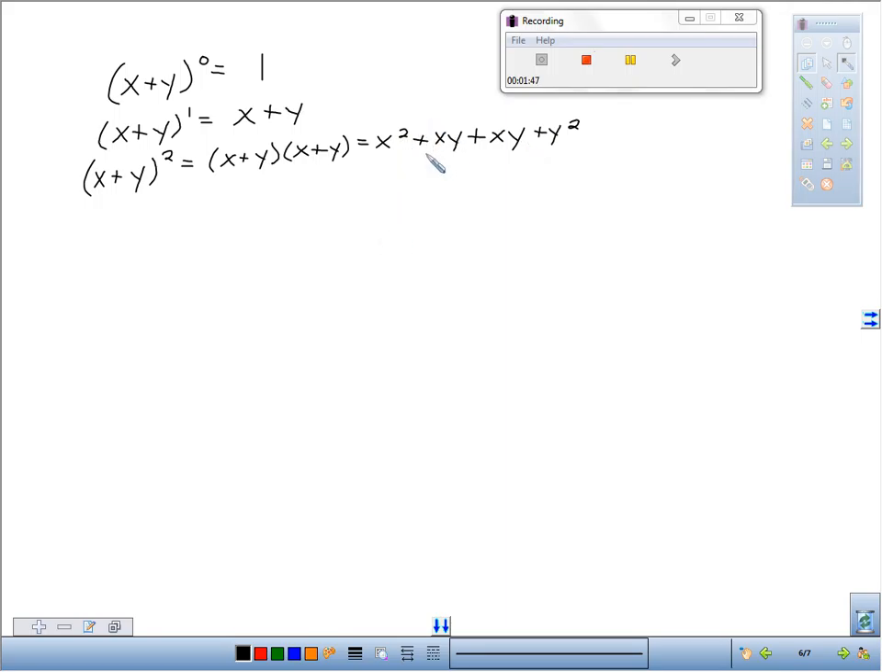We're all copying this down right now? We're going to combine our like terms and get x squared plus 2xy plus y squared. And that's that binomial. Now we're going to keep going. We're going to do x plus y cubed.